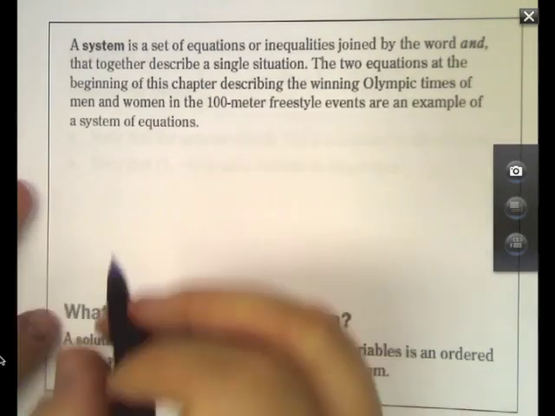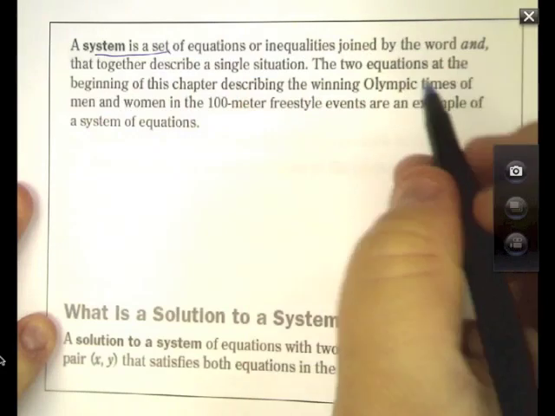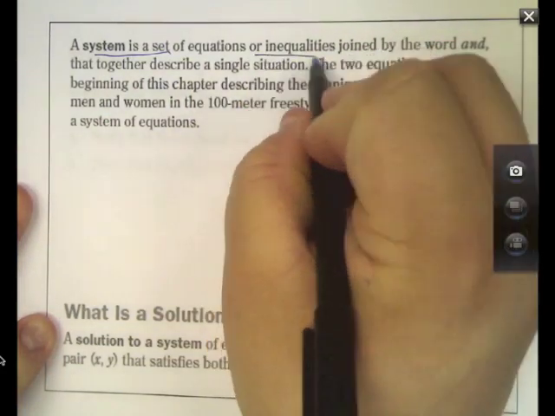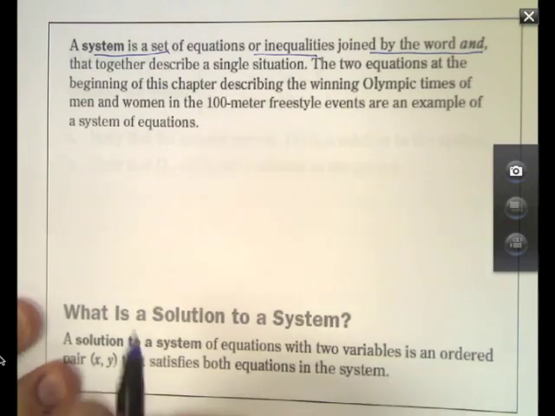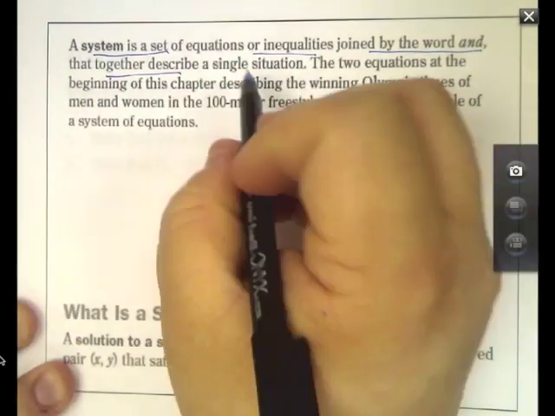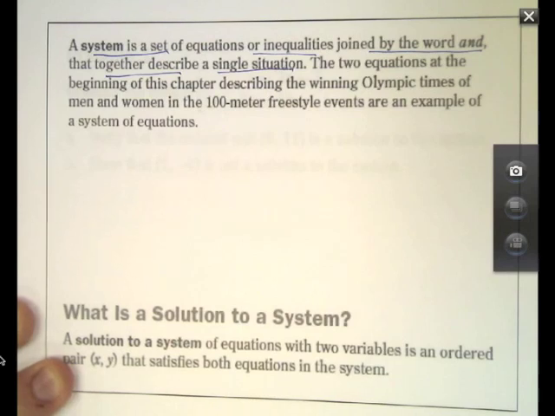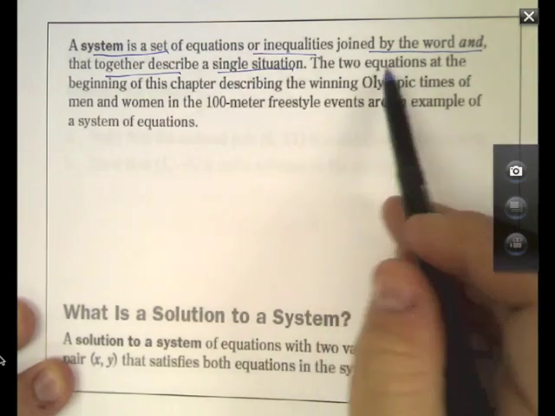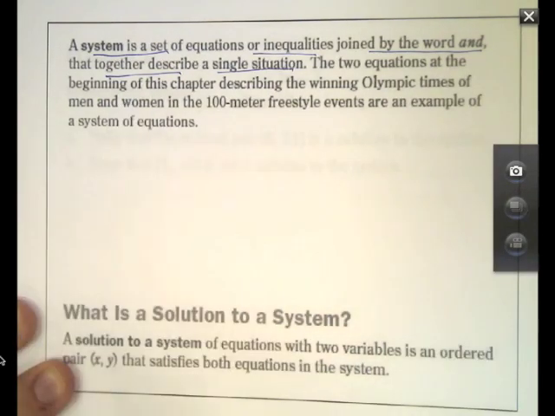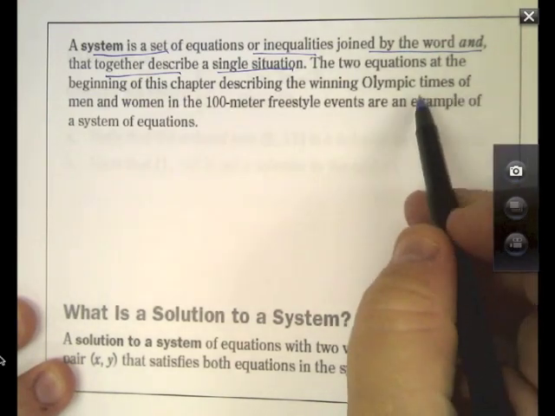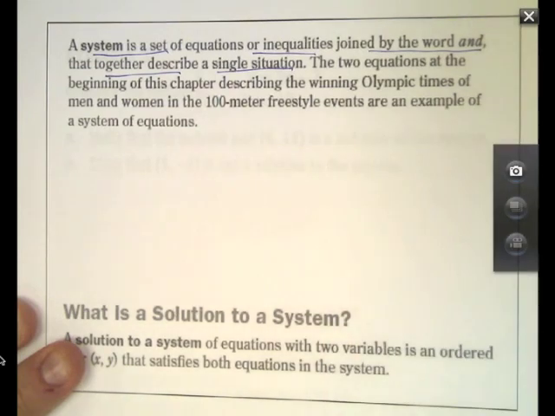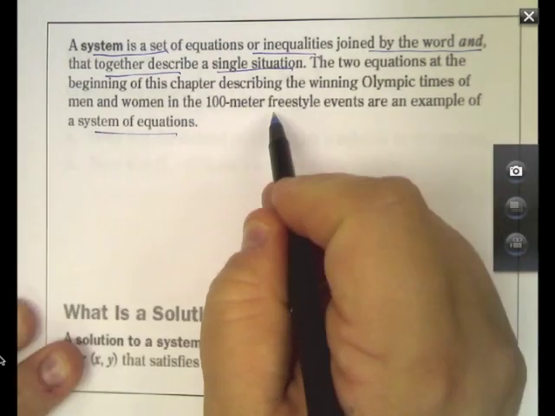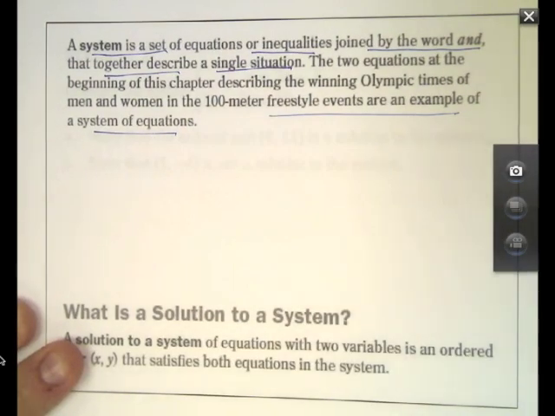A system is a set of equations or inequalities joined by the word "and" that together describe a single situation. The two equations at the beginning of this chapter describing the winning Olympic times of men and women in the 100-meter freestyle events are an example of a system of equations. You can see those in your book.